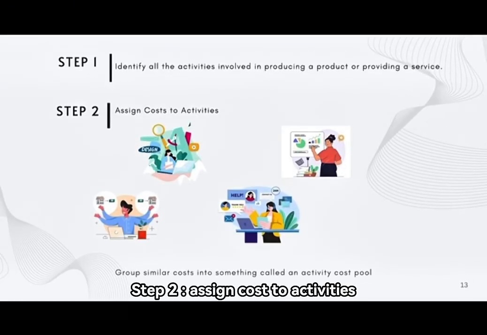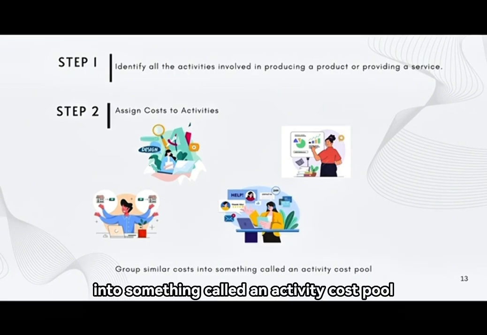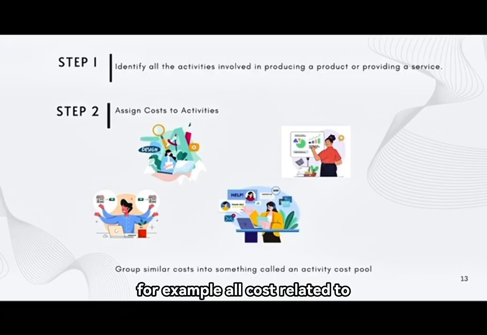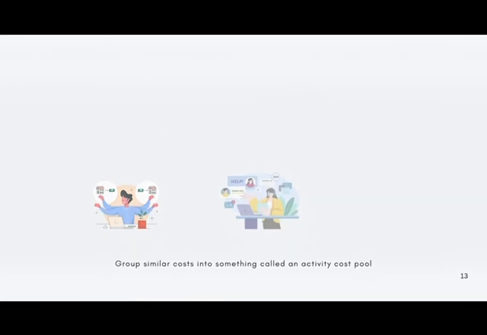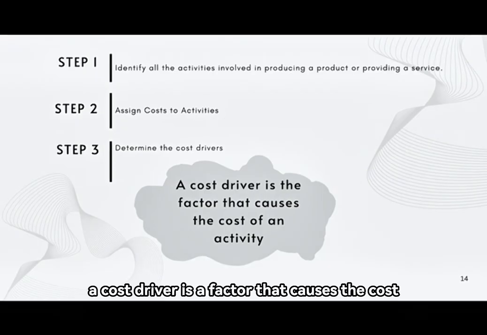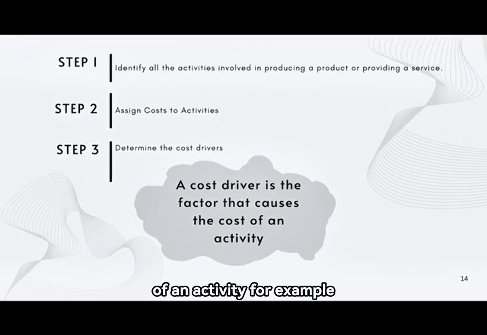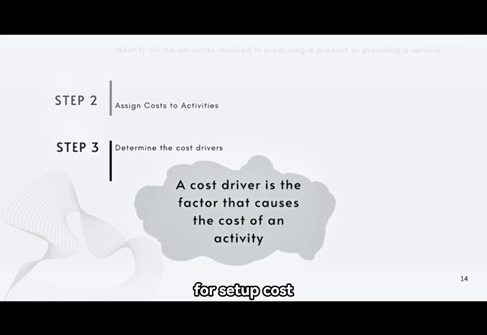Step 2. Assign costs to activities. We group similar costs into something called an activity cost pool. For example, all costs related to machine maintenance will be grouped together under machine maintenance. Step 3. Determine the cost drivers. A cost driver is the factor that causes the cost of an activity. For example, the number of machine setups can be a cost driver for setup costs.